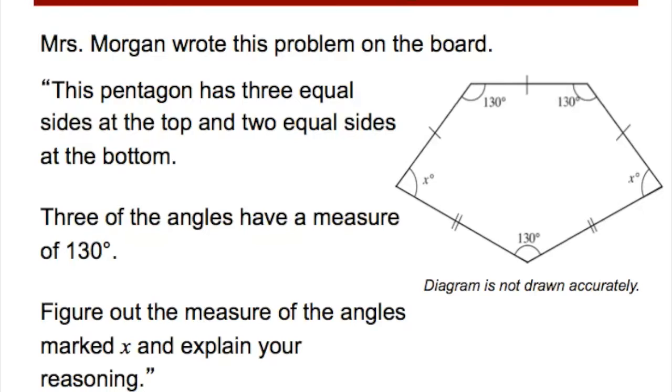Now that we've had an opportunity to explore angle theorems and properties of polygons, let's take a look at this example. Mrs. Morgan wrote this problem on the board. This pentagon has 3 equal sides at the top, 1, 2, 3, and 2 equal sides at the bottom, 1, 2. 3 of the angles have a measure of 130 degrees. Figure out the measure of the angles marked X and explain your reasoning.